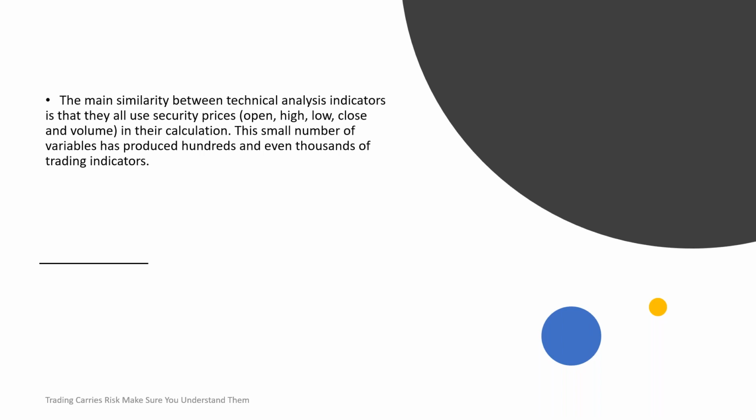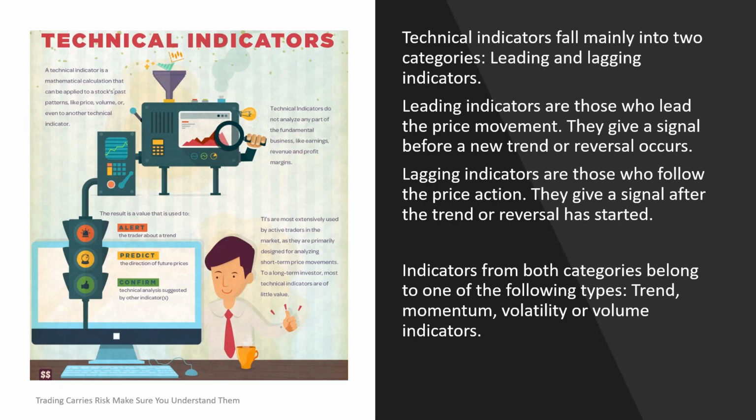Now, there are all different types of mathematical equations you can add to it, all types of smoothing ways and standard deviations, and all types of frameworks you can add to it, but you're only using an open, a high, a low, a close, and a volume. That's it. And this small number of variables has produced hundreds and even thousands of trading indicators.